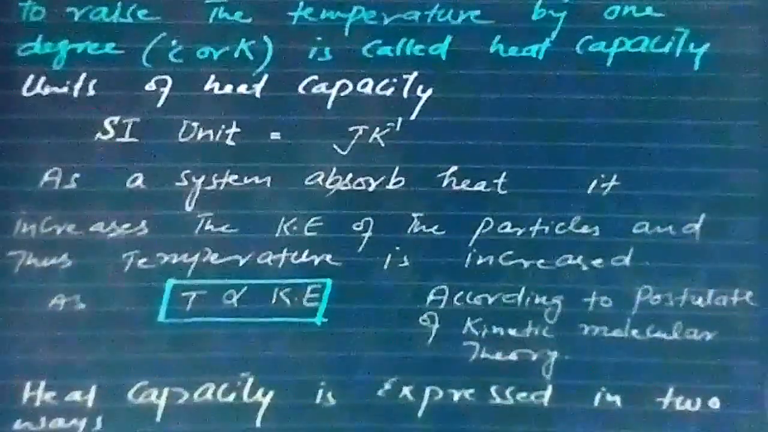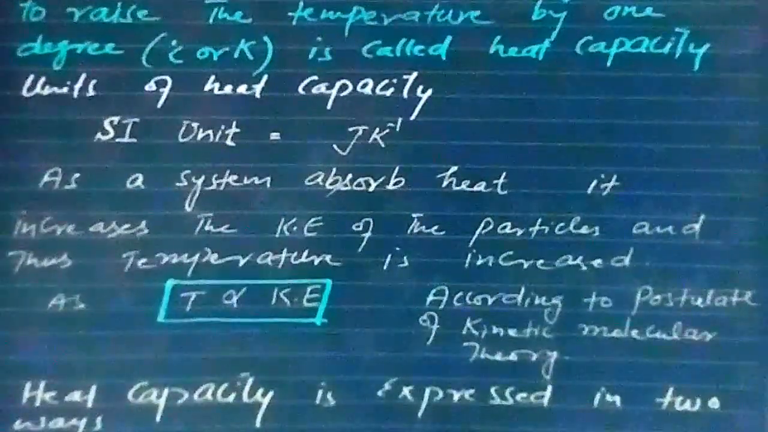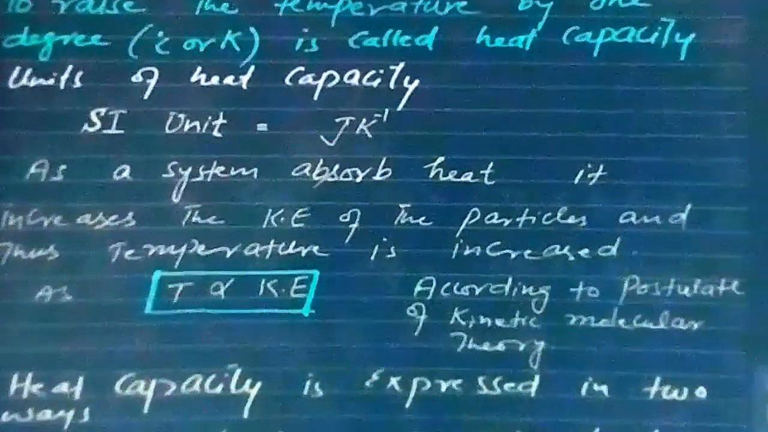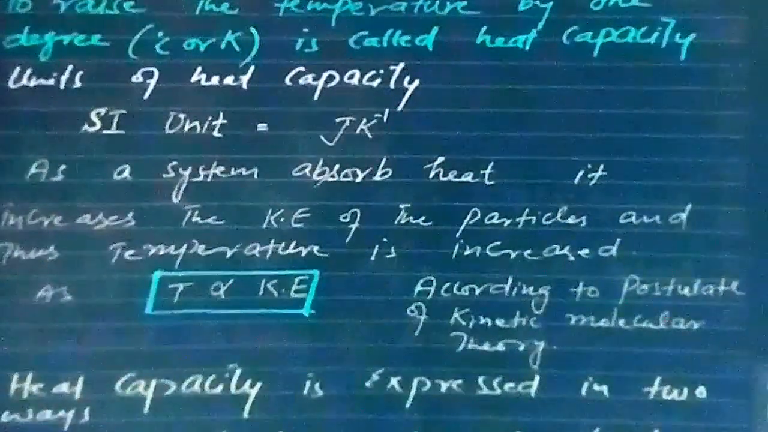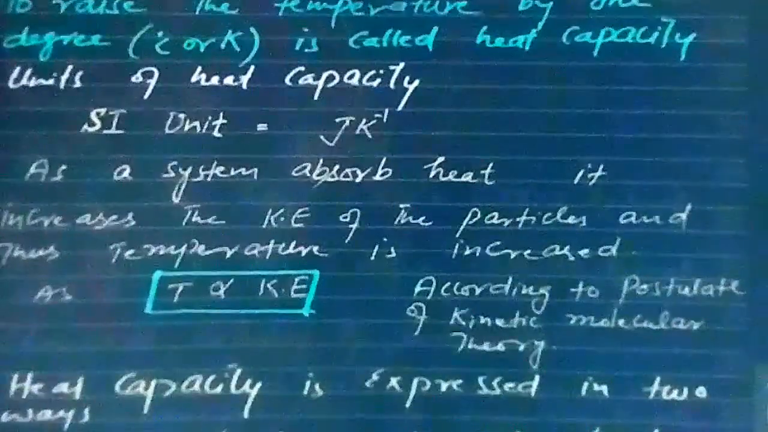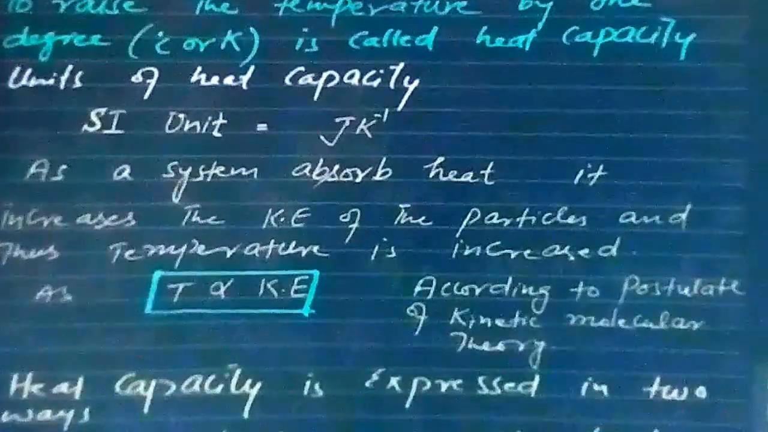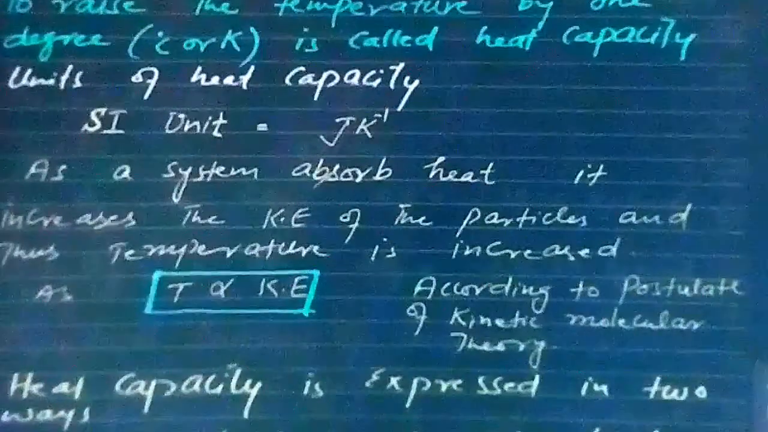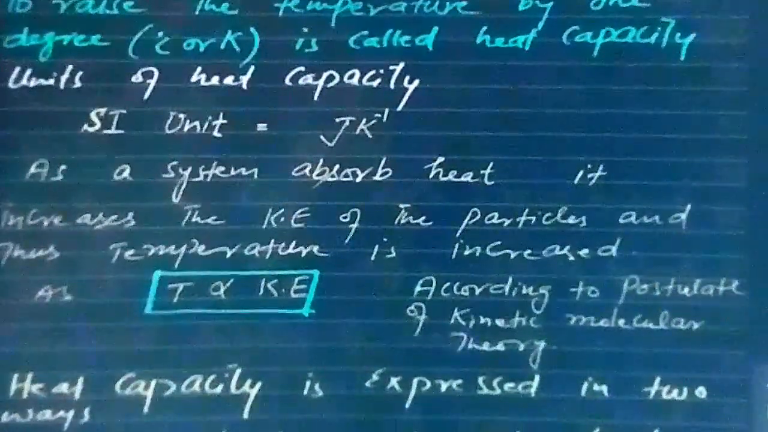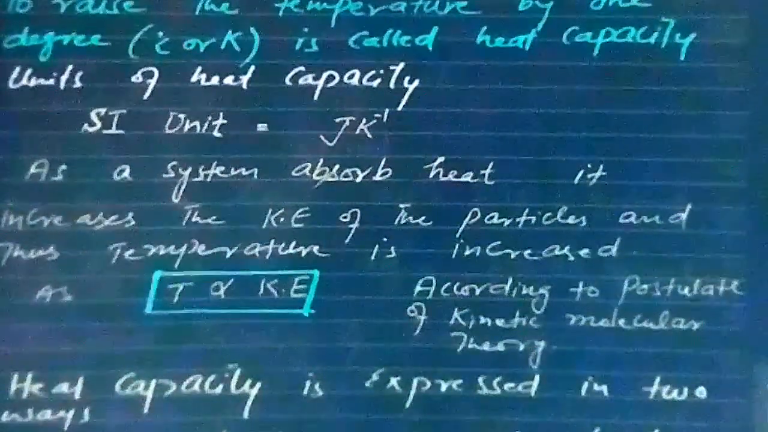Previously there was molar heat capacity, so 1 mole was involved, and that was measured in joule per mole per Kelvin. But here there is no mole involved; it is only heat capacity. It is not necessary to mention 1 mole of a substance, because when 1 mole is mentioned it will be molar heat capacity. When there is a general definition, the heat required to raise the temperature of a system by 1 degree, it is called heat capacity. So the unit also changes: it is measured in joule per Kelvin, while molar heat capacity is measured in joule per mole per Kelvin.